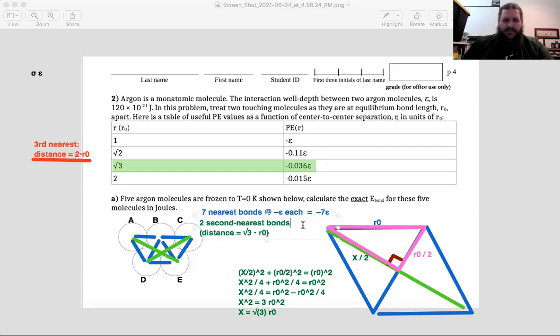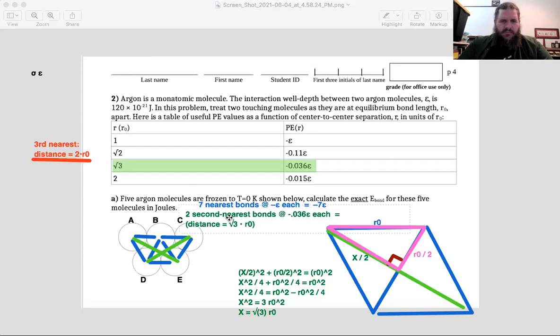We've got 2 second nearest neighbor bonds at negative 0.036 epsilon each. So multiply that out, and that should tell us the energy of both of those bonds together. Two times negative 0.036 would be negative 0.072. So that would be the energy of both of those second nearest neighbor bonds together. Any questions on that so far?